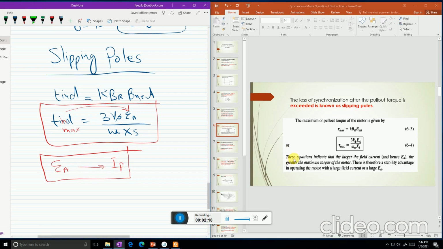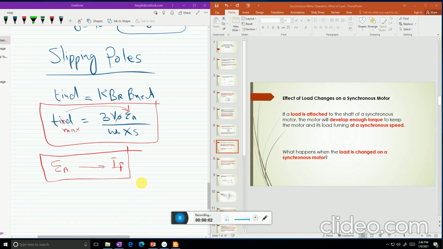However, books state that these equations indicate that the larger the field current, the greater the maximum torque of the motor. There is therefore a stability advantage in operating the motor with a larger field current. So if we operate the motor with a larger field current, then the motor can bear maximum load and can induce the maximum torque.